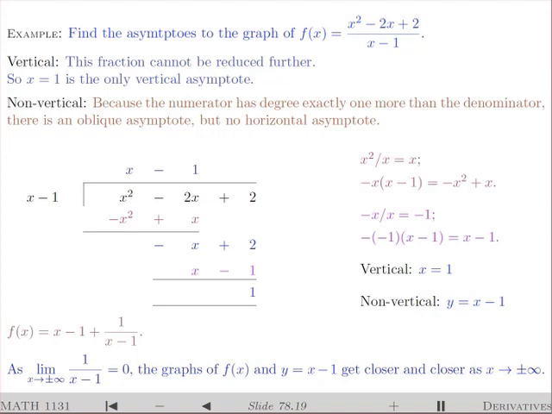Anyway, let me record the asymptotes of this function for use next time. The vertical asymptote is x equals 1, the slant asymptote is y equals x minus 1, and note that the function equals the quantity x minus 1 plus 1 over x minus 1.